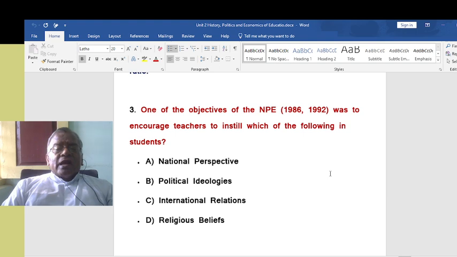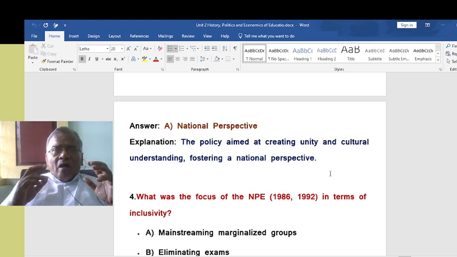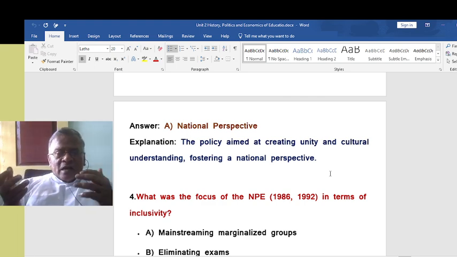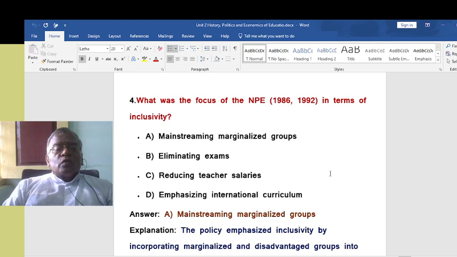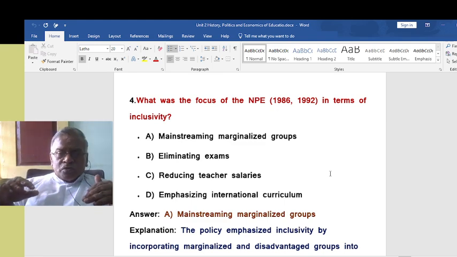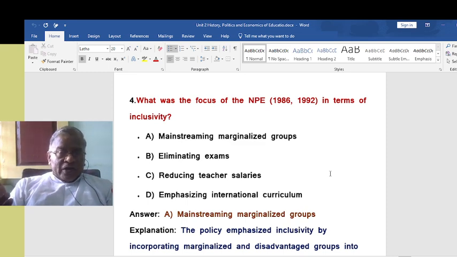One of the objectives of NPE in 1986-1992 was to encourage teachers to instill which of the following in students? That is national perspective. They wanted to instill in the minds of the students a national perspective, that is, a love for the nation, in other words. The policy aimed at creating unity and cultural understanding, fostering a national perspective. What was the focus of NPE in terms of inclusivity? That is mainstreaming marginalized groups, a very important one. They wanted to give importance to the disadvantaged groups of students, very obvious. And because of that, so many governmental provisions, concessions, scholarships came into effect because of this one.